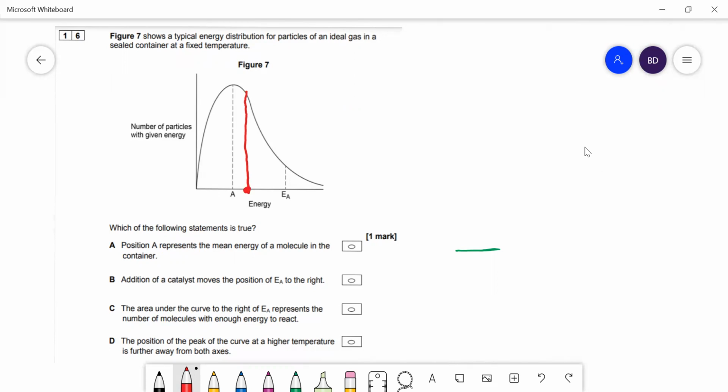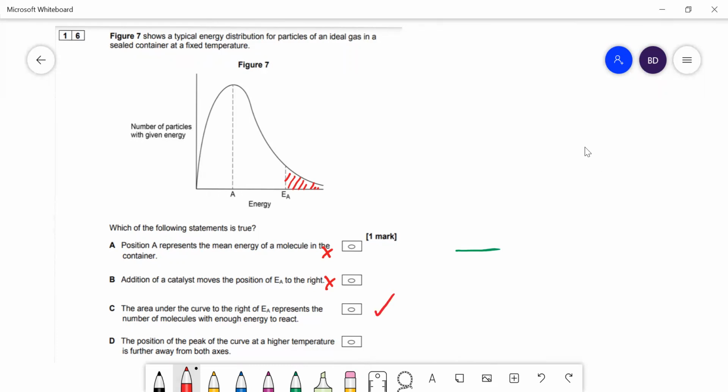Addition of a catalyst moves EA. Oh right, sorry, it does change EA. If you add a catalyst, it will make EA lower. So the EA would move to the left, not to the right. So B is not correct. C, the area under the curve to the right represents the number of molecules with enough energy to react. Yeah, that's right. That's the correct one. Let's just see D.